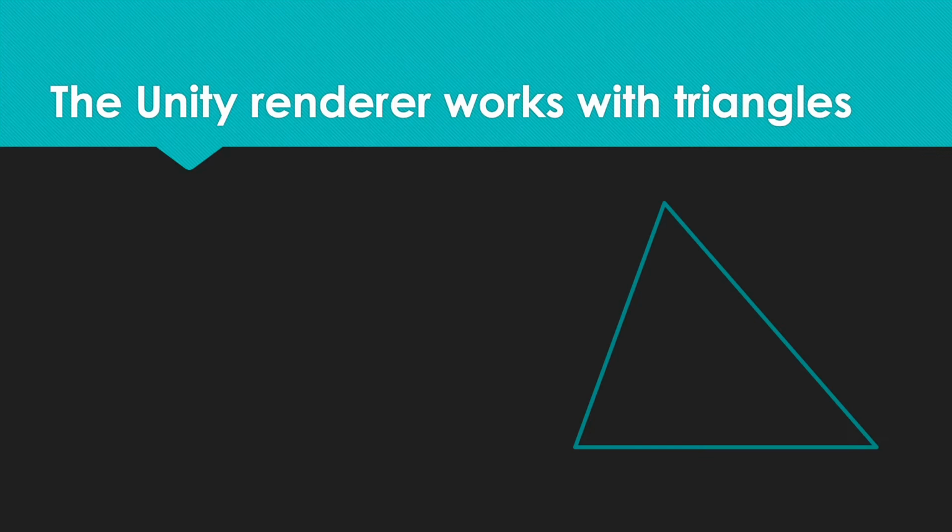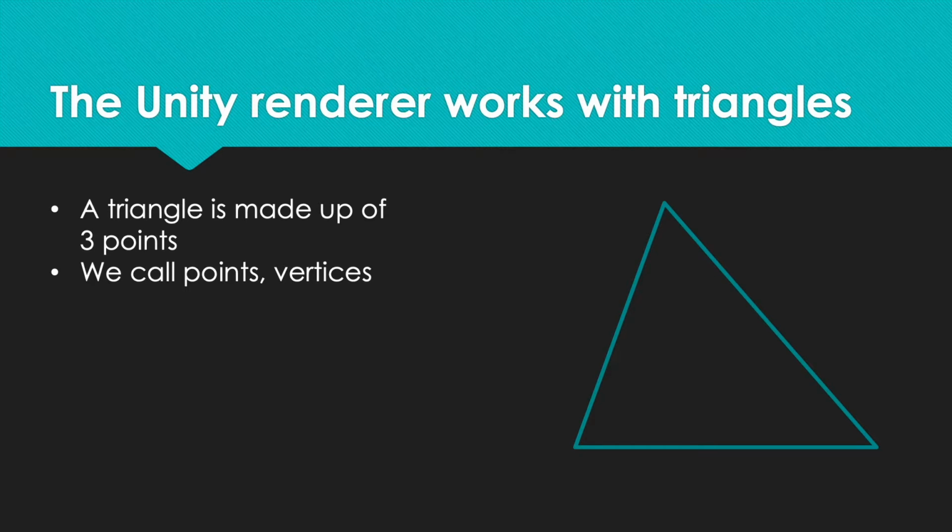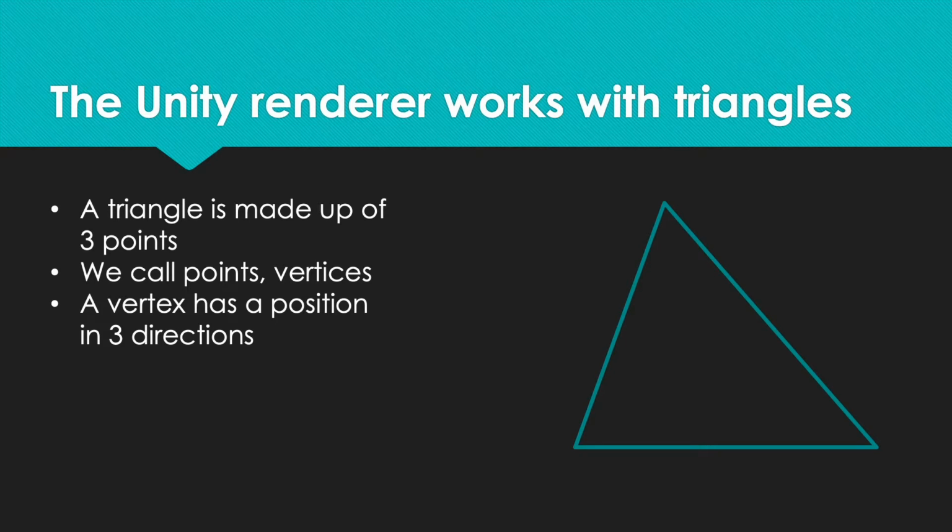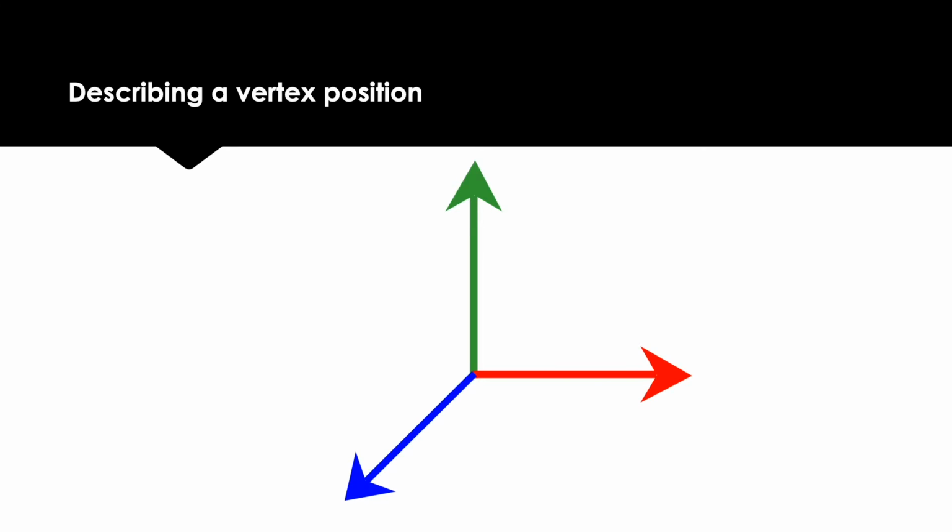Introduction. At its heart, Unity allows us to work with thousands of triangles. A triangle, as you know, is made up of three points, which we call vertices. Each vertex has a position in three directions. These directions are called X, Y, and Z. We can think of the X direction as left and right, the Y direction as up and down, and the Z direction as forward and backward.